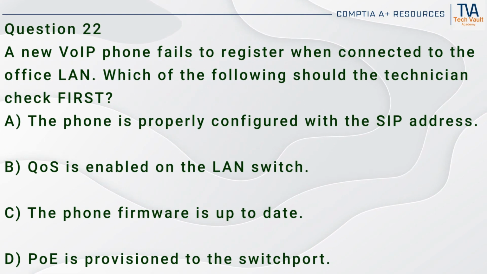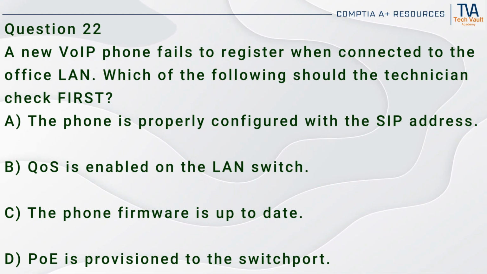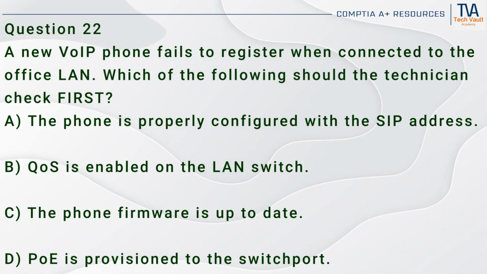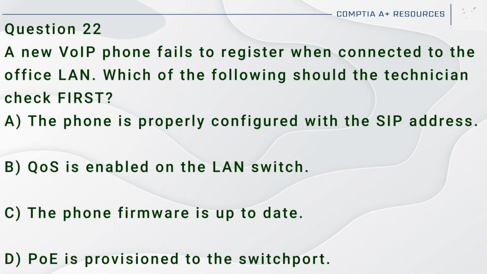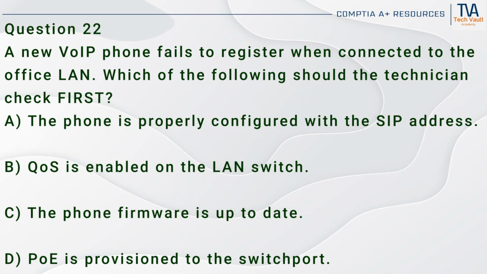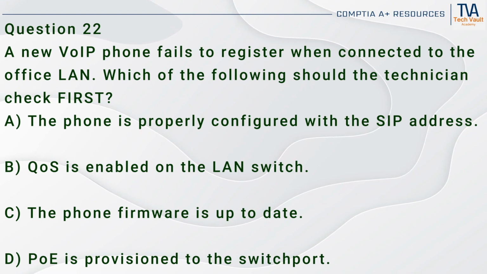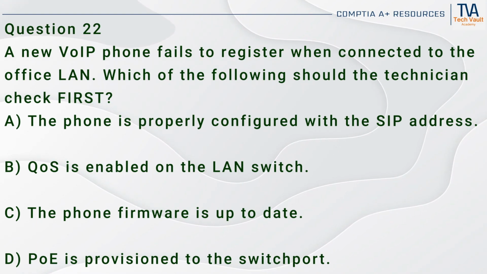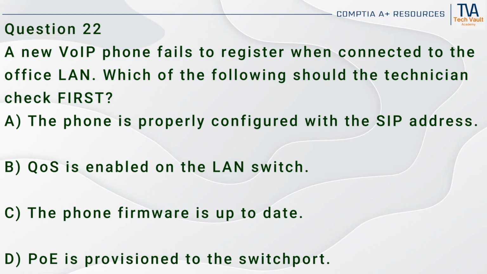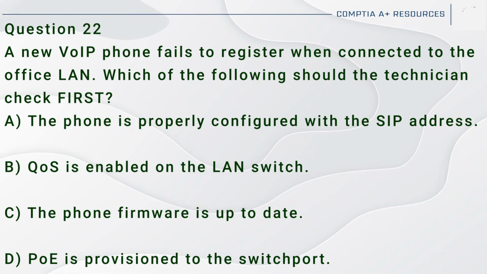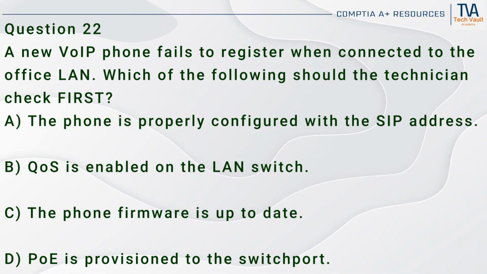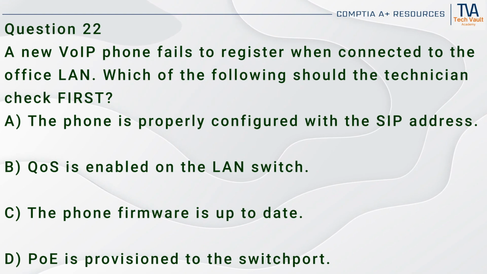Question 22. A new VoIP phone fails to register when connected to the office LAN. Which of the following should the technician check first? A. The phone is properly configured with the SIP address. B. QoS is enabled on the LAN switch. C. The phone firmware is up to date. D. PoE is provisioned to the switch port.